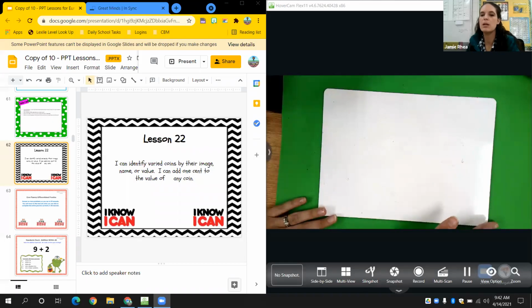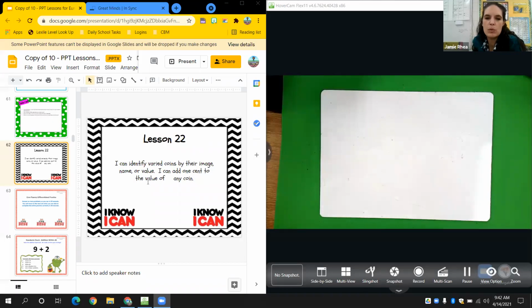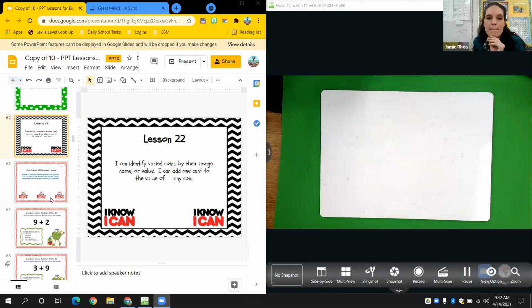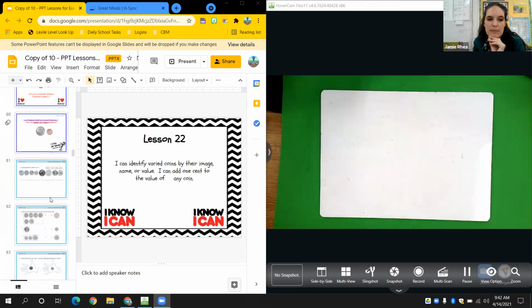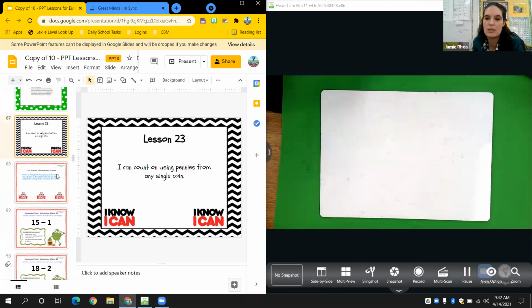Okay, friends, so let's look at what we're doing today. We are doing lesson 22. I can identify varied coins by their image, name, or value. I can add 1 cent to the value of any coin. So that's pretty simple, pretty straightforward. I can tell you what the coin is, how much it's worth, and then I can add 1 cent to each coin. And in lesson 23, I can count on using pennies from any single coin.